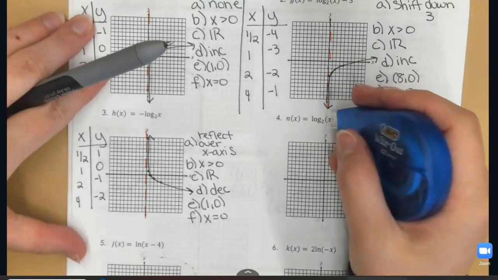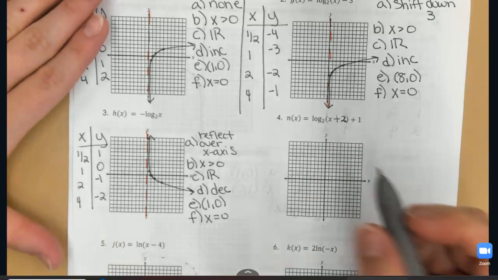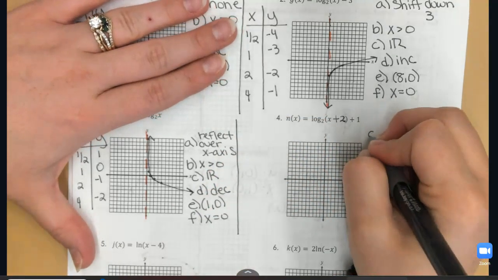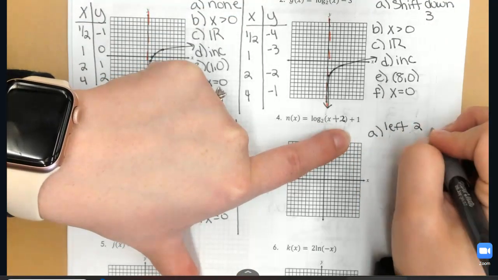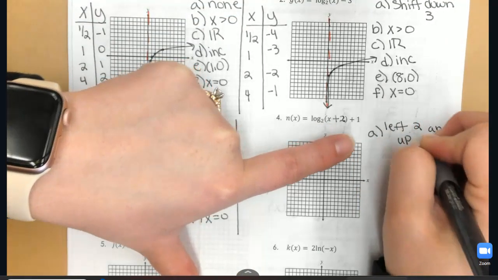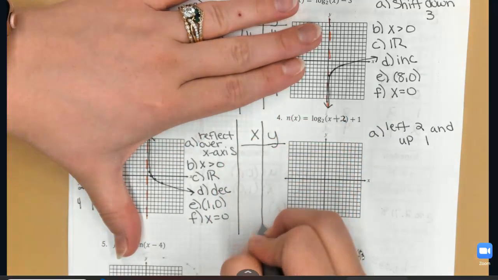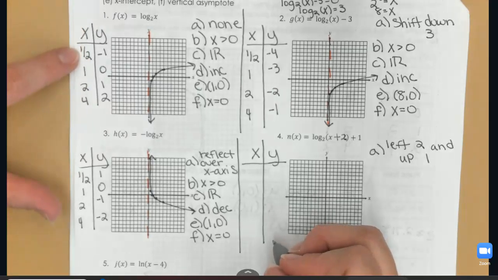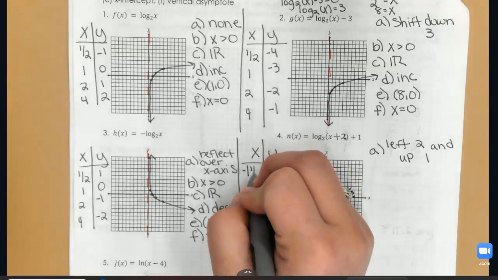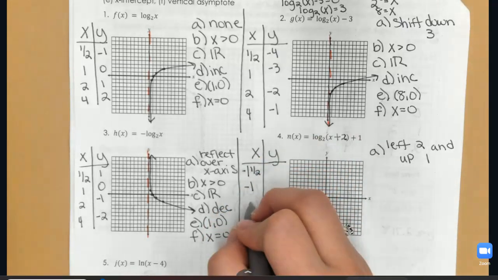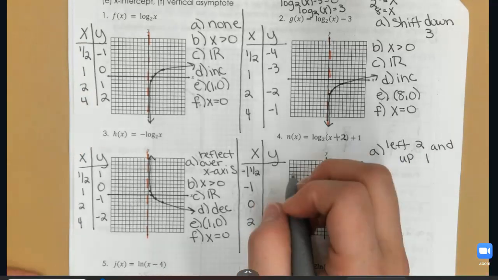Okay, slight typo on number 4. This should say x plus 2, not x equals 2. So looking at those transformations, the plus 2 on the inside tells me that I'm going to the left 2, and then the plus 1 on the outside tells me that I'm going up 1. So making a table, again referring to my original one, the left 2 means that I'm going to subtract 2 from each of my x values. And then the up 1 tells me that I'm going to add 1 to each of my y values.